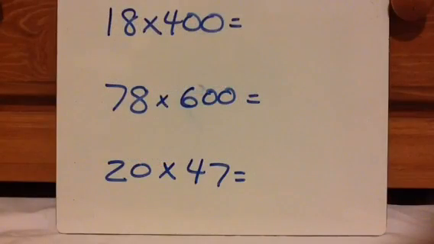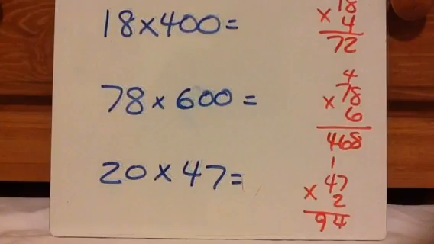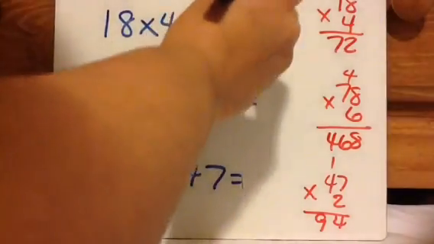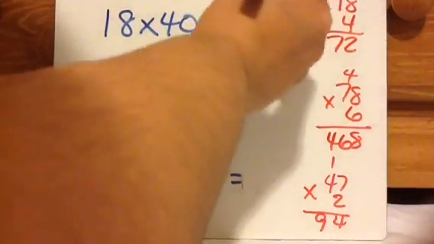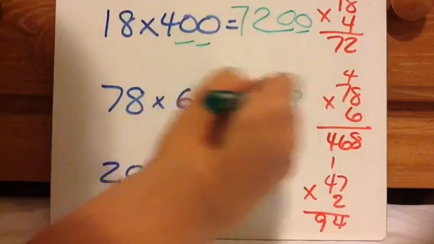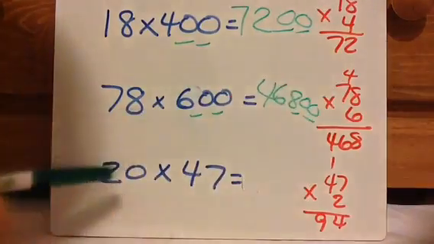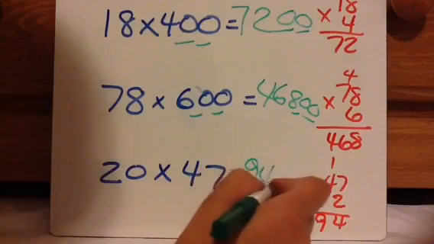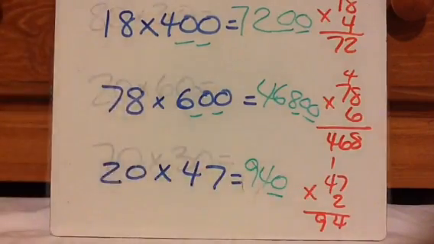I want you to do these 3. Press pause and then press play when you're ready to check. So what I did was I went ahead and solved the smaller math problem without the 0, and I'm just going to show you how to add the zeros on there. So 18 times 4 is 72, add 2 zeros. 78 times 6 is 468, add 2 zeros. 20 times 47, so 47 times 2 is 94, add 1 zero.